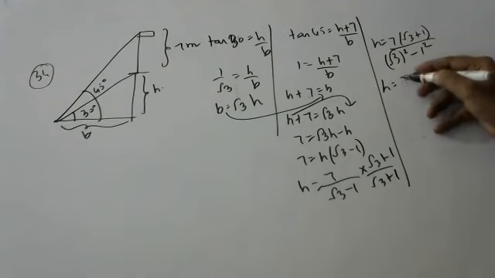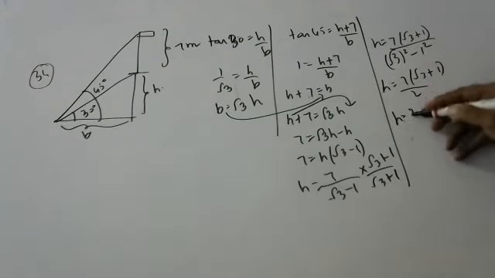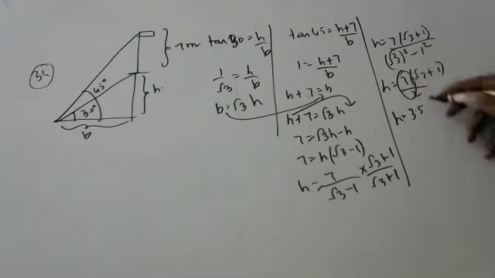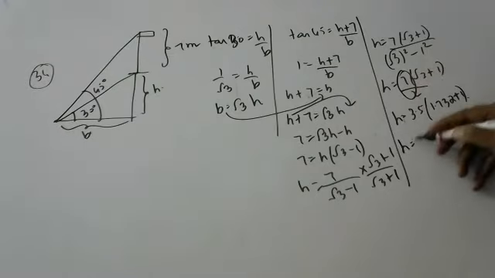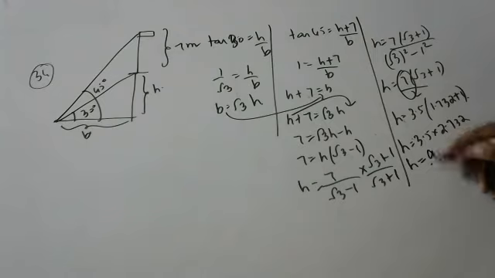7 by root 3 plus 1 by 2. 3 minus 1 is 2. H is equal to 3.5 into 1.732 plus 1. 3.5 into 2.732. What is the value? 9.56, sir.